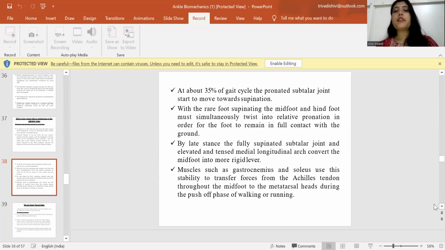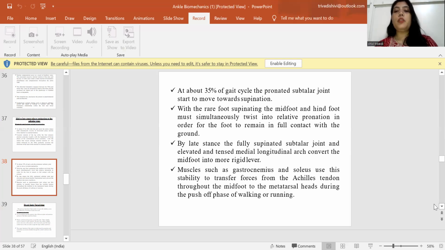At about 35% of the gait cycle, the pronated subtalar joints start to move towards supination. With the rear foot supinating, the midfoot and forefoot must simultaneously twist into relative pronation in order for the foot to remain in full contact with the ground. By late stance, the fully supinated subtalar joint and elevated and tensed medial longitudinal arch convert the midfoot into a more rigid lever.